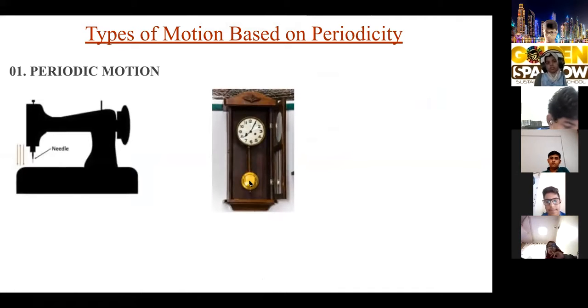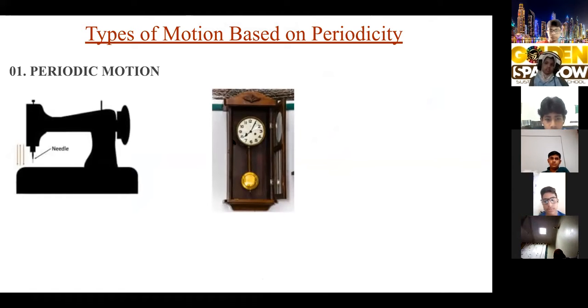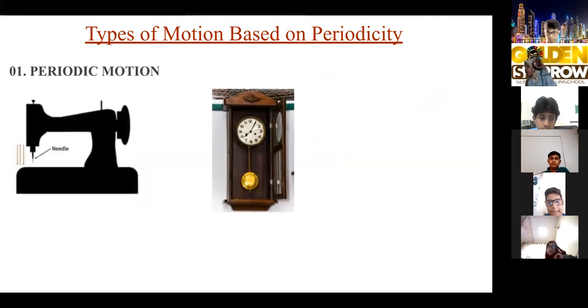Now can you see this pendulum? This is also periodic. This clock hand also moves in a periodic way, means one circle completed, then again the next circle in equal time. So that is periodic motion. Then the needle, this is a periodic motion, right? So this is a sewing machine. All of you have seen this sewing machine. For stitching it is used. Now if you see, this is a circular motion, this is a periodic motion.